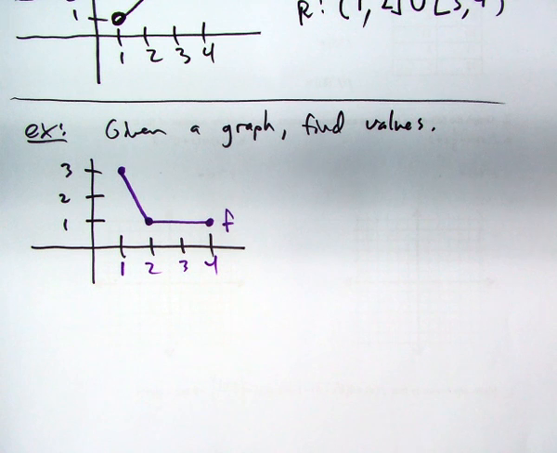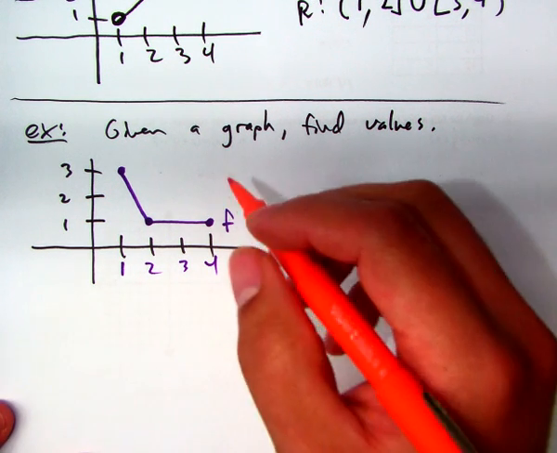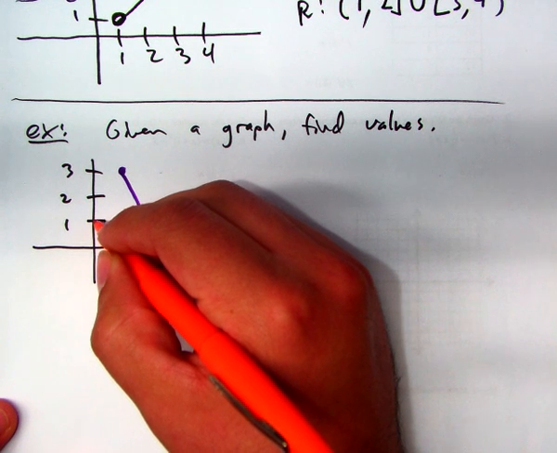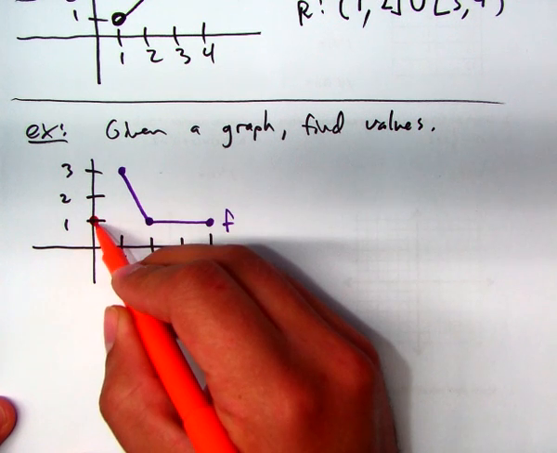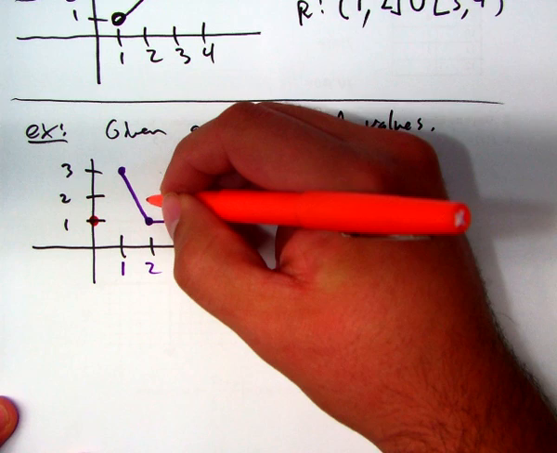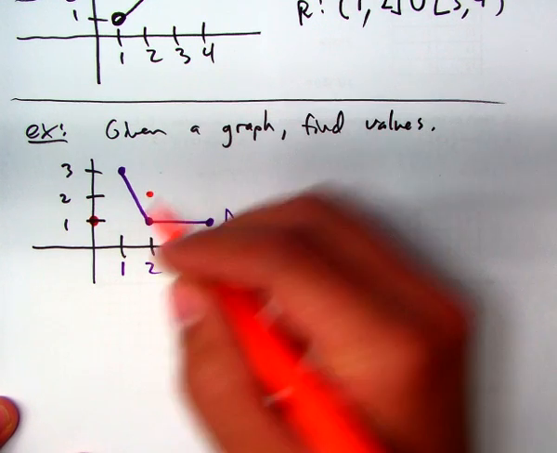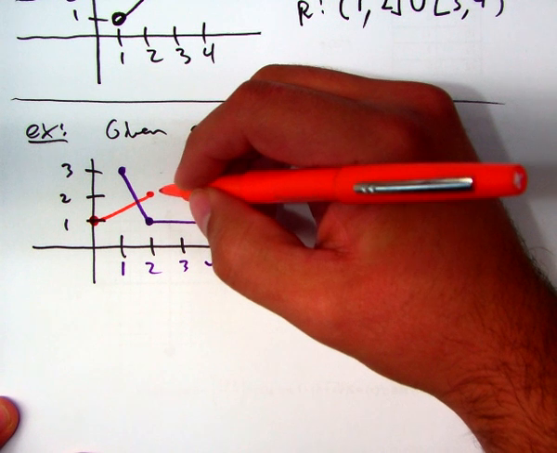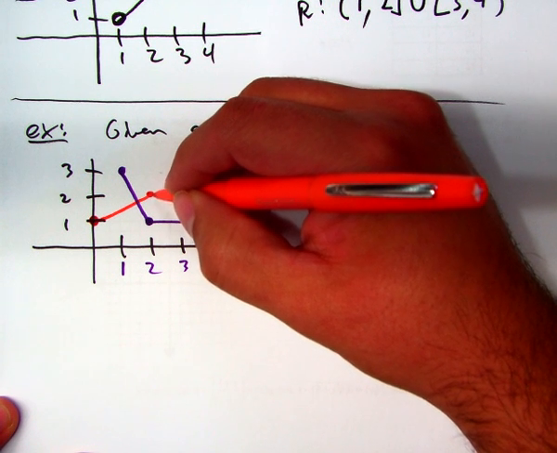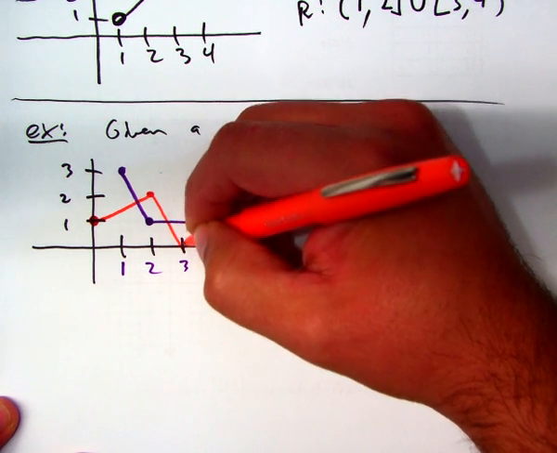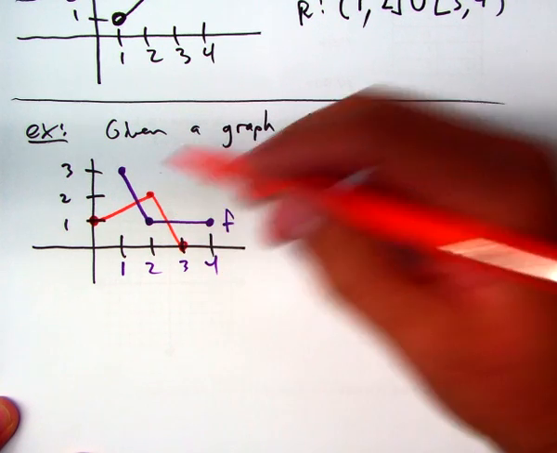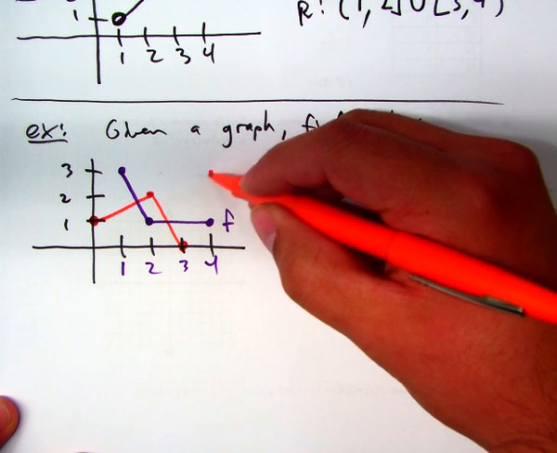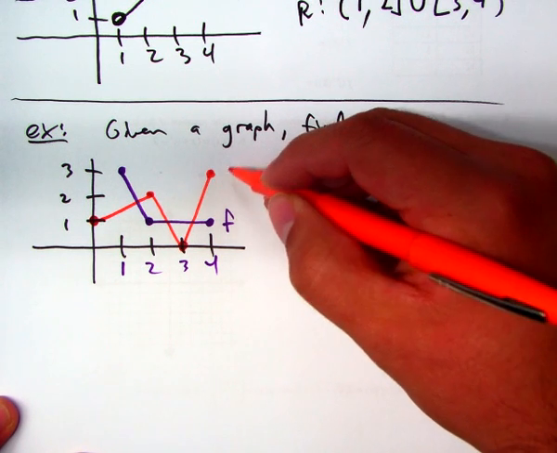Now let's say g starts right here on the y-axis where y is 1, goes to 2, 1, down to 3, 0. Wait, wouldn't that be 2? Or 2, 2, yes, thank you. Down to 3, 0, and then up to 4, 3. Let's say this is g.